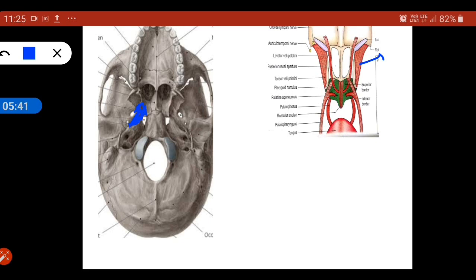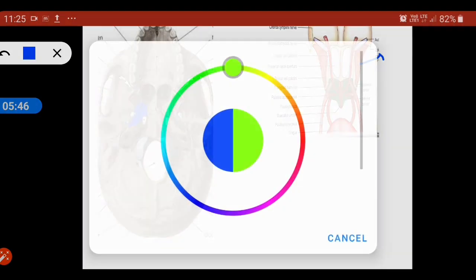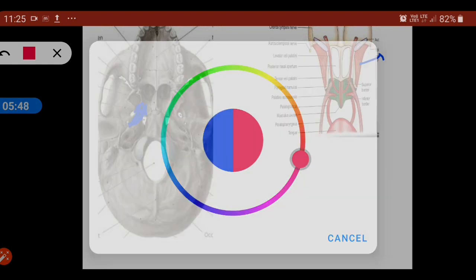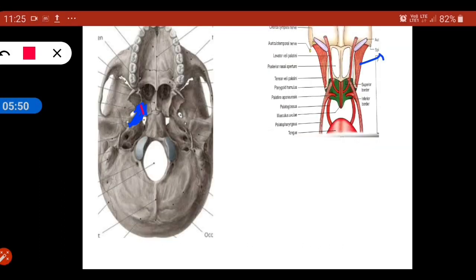So it is a triangular shaped muscle. After arising, it passes above, hooks around the lateral aspect of the pterygoid hamulus, and it forms an expanded palatine aponeurosis. The same thing occurs on the opposite side as well. So that is about the tensor veli palatini muscle, which forms the palatine aponeurosis.